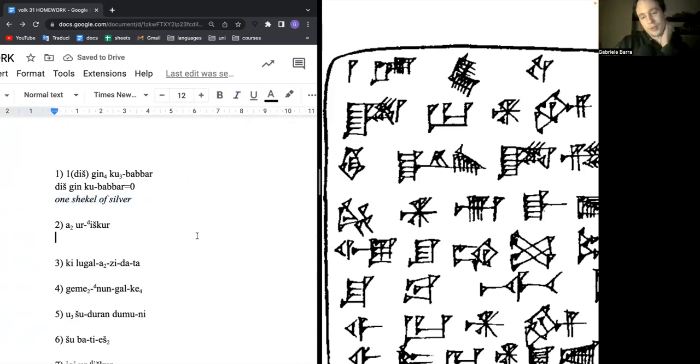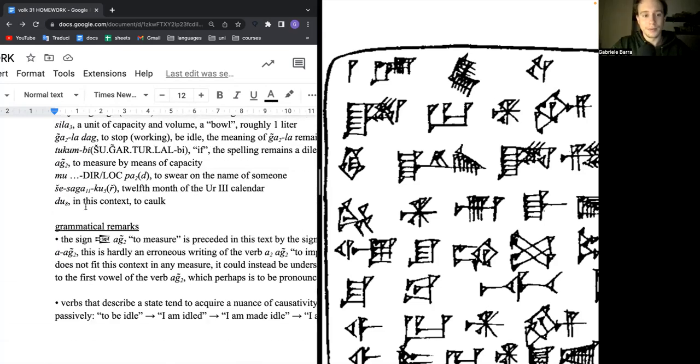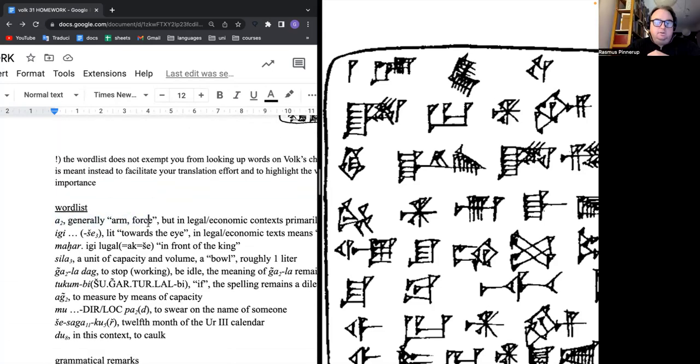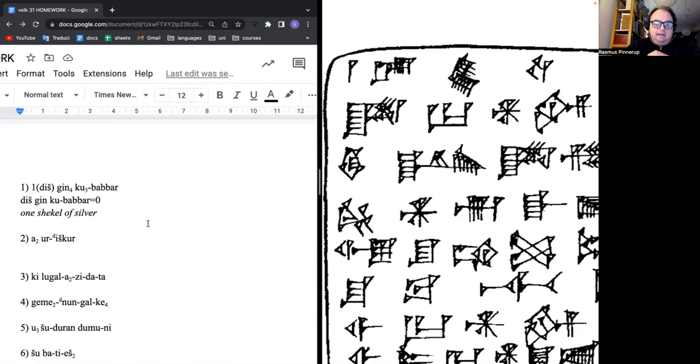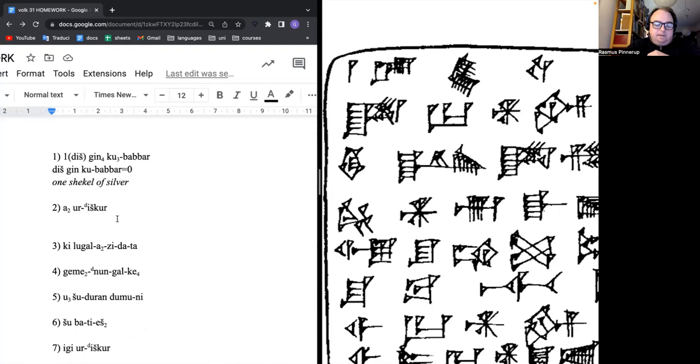All right, Rasmus, you want to do line number 2? Yes. Okay, so this is going to be equally easy. A2 normally means arm or strength, but here you've nicely glossed it as probably wage or compensation. And what comes after, Urishkur, I think, is a name. Correct. Urishkur, yeah. So that means sort of hero of the storm god, I guess literally, but I'm taking it as a personal name.